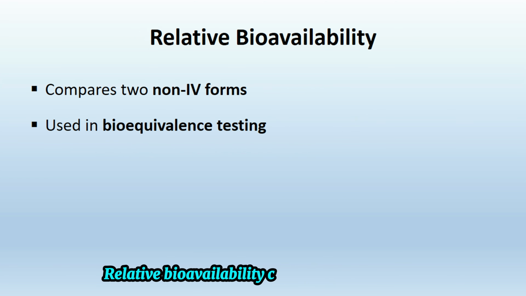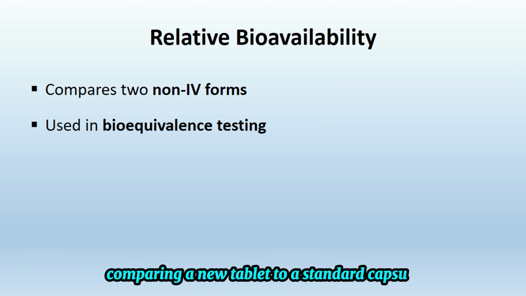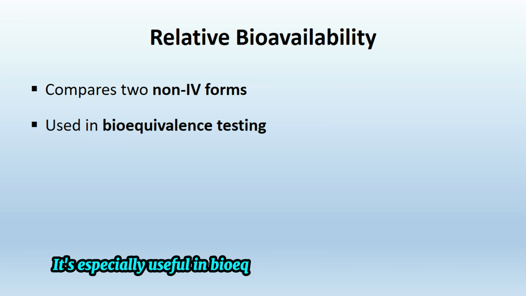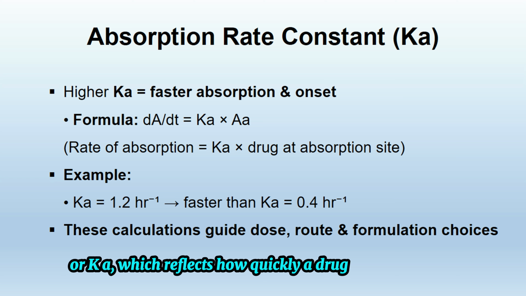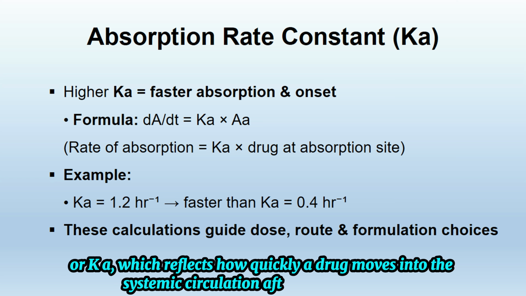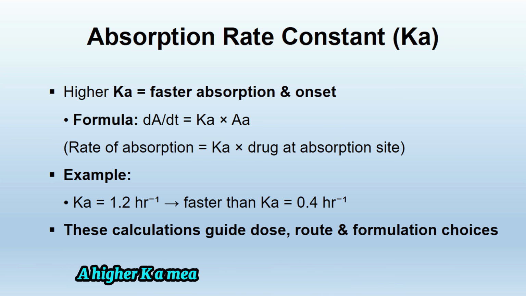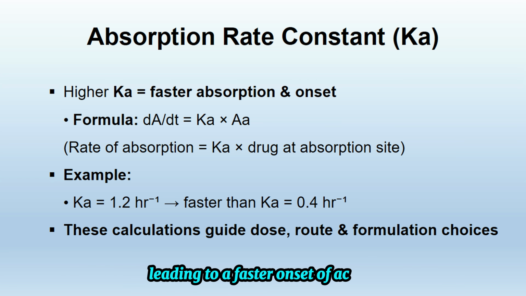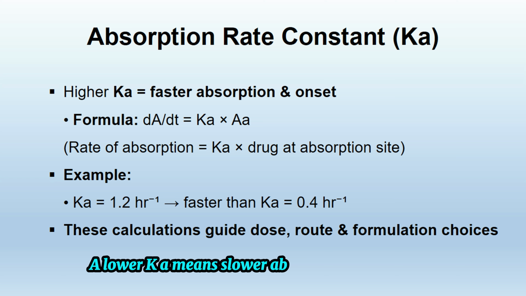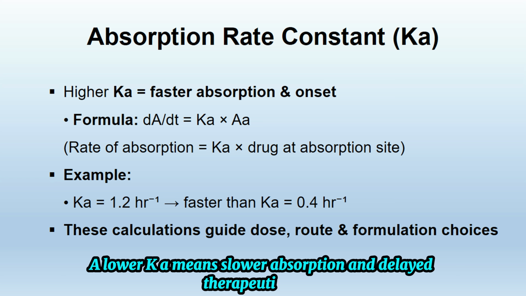Relative bioavailability compares non-IV formulations. For instance, comparing a new tablet to a standard capsule, it's especially useful in bioequivalence testing during generic drug approval. Next is the absorption rate constant, or Ka, which reflects how quickly a drug moves into the systemic circulation after administration. A higher Ka means a drug is absorbed more rapidly, leading to a faster onset of action. A lower Ka means slower absorption and delayed therapeutic effect.